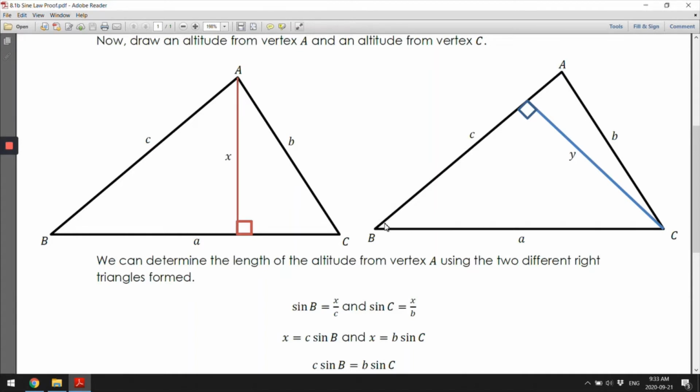So sine of b is equal to y over a, right? Opposite over hypotenuse. And if you look at the smaller right triangle here, sine of a is equal to y over b. Okay, it's exactly the same thing we did with the altitude from vertex A. Now, of course, you can't assume the two altitudes to be the same length. That's why you have different variables here. So I chose x and I chose y.